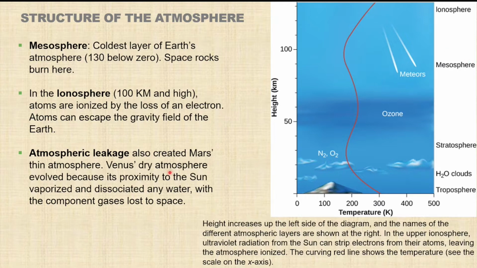That's the mesosphere. And beyond the mesosphere, the highest layer of the atmosphere is the ionosphere. It's called ionosphere because it has ions in it. That's 100 kilometers and higher. Atoms get ionized when they lose electrons, and these processes happen here around the ionosphere.